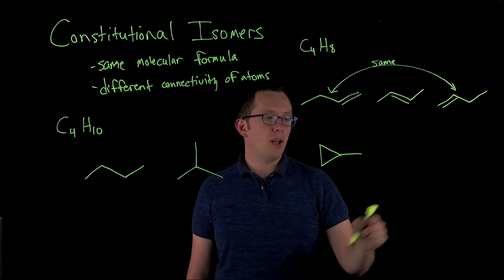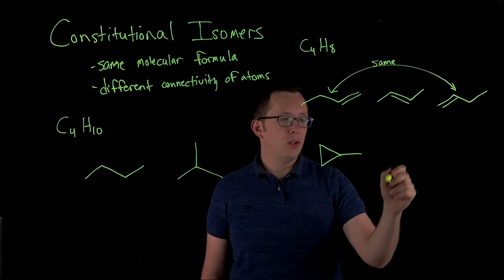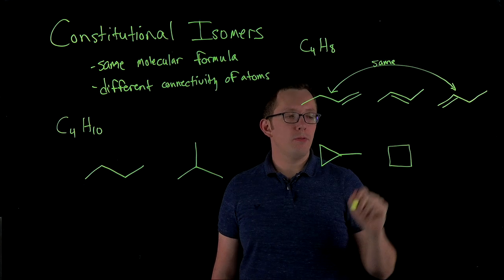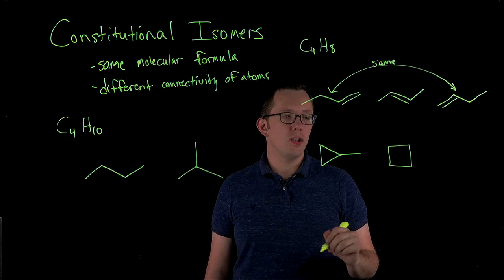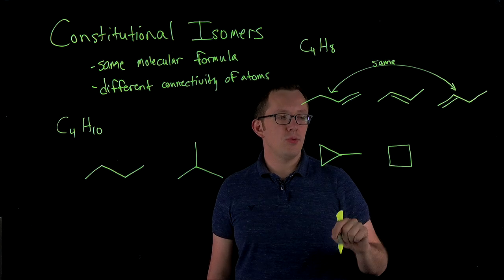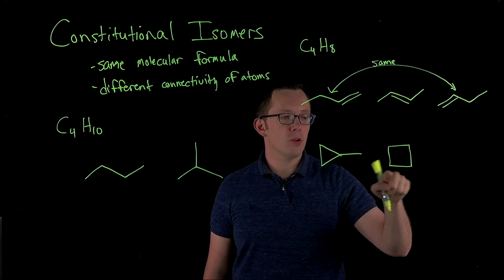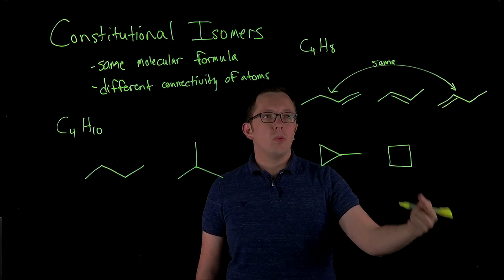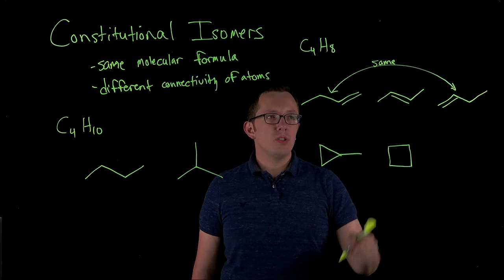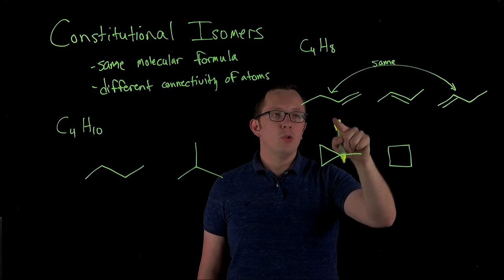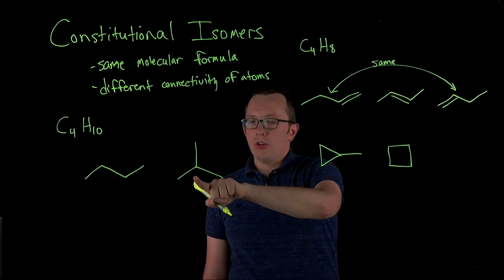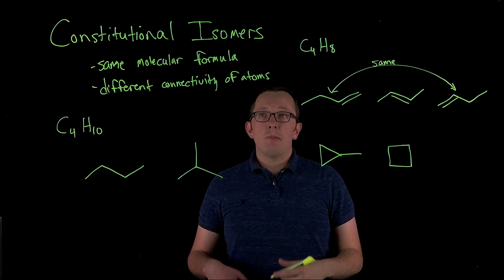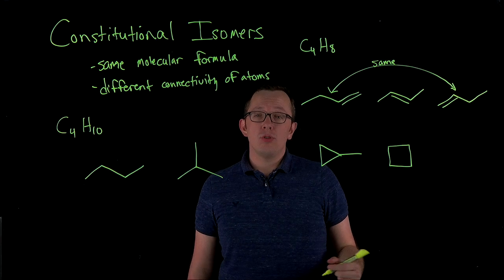And finally, we can make yet one more constitutional isomer. We can make a ring with 4 carbons in it. Each of these carbons has 2 hydrogens, so we have 2, 4, 6, 8 hydrogens here. And when you move to larger and larger structures, just be very systematic in where you move double bonds and where you draw your methyl groups, so that you can rearrange the carbons to come up with all the possible constitutional isomers.